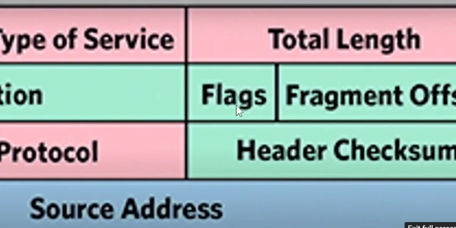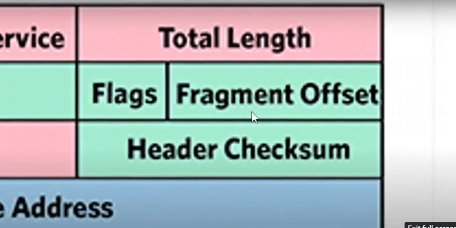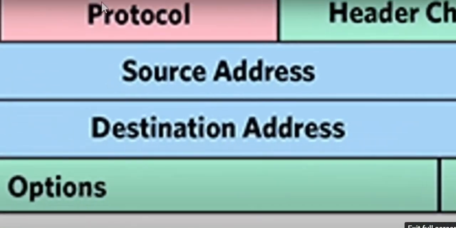This field helps us know if the packet is split into smaller parts or not, which can be sneaky for bypassing security measures. Fragment offset. If a packet is split, this field tells us where it starts in the sequence. Now, on to row 4 and 5.